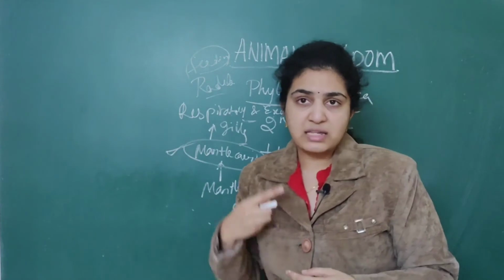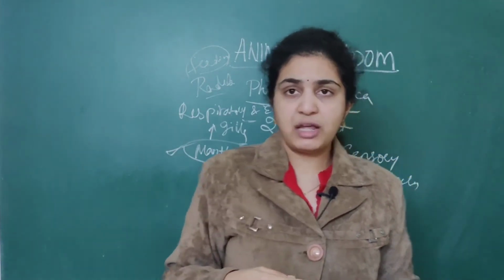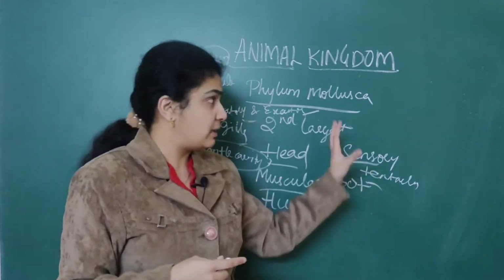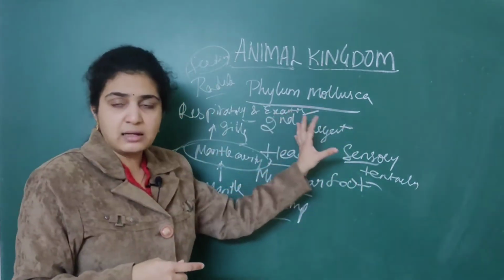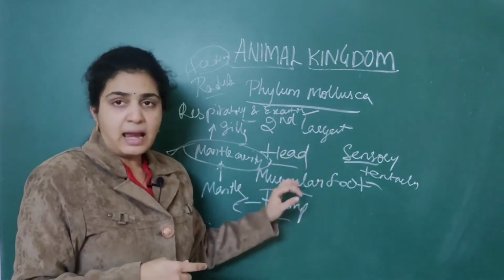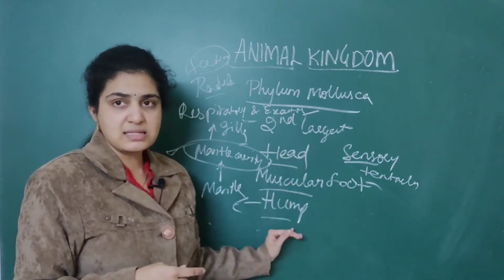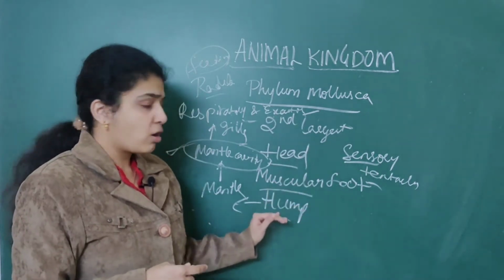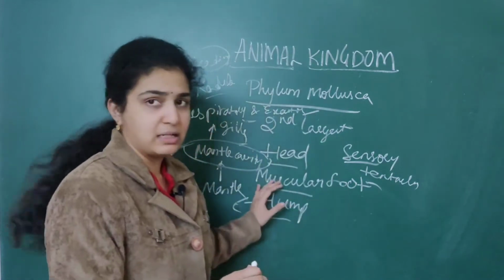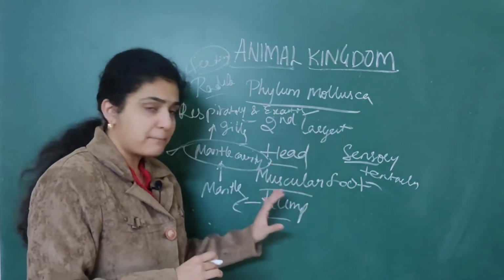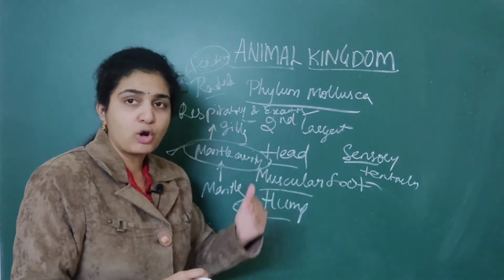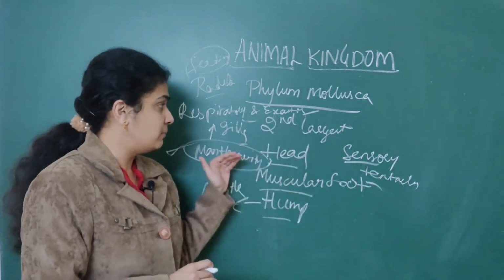This is all revision of the last class, what we have done. So just be thorough with what I am saying. First, it is the second largest phylum. Next, head, muscular foot as well as hump are present. The covering that is present is the mantle. Between the hump and mantle there is a mantle cavity. I am going in order so that you remember properly.